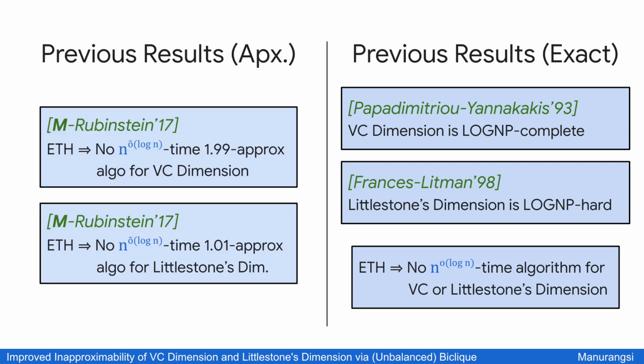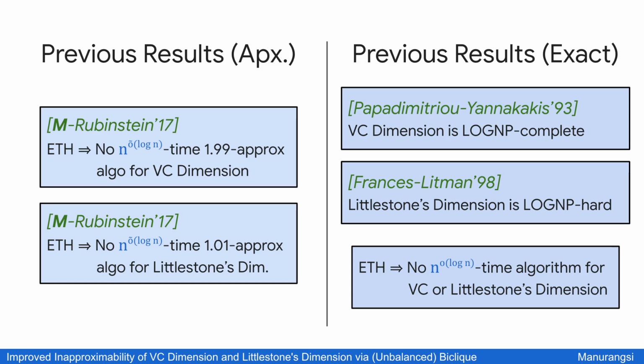These hardness results have been extended recently by myself and Aviat to approximation algorithms. In particular, we show, assuming ETH, that there is no n to the little o tilde of log n time algorithm that can approximate VC dimension to within any factor less than 2. For Littlestone's dimension, we get a slightly weaker result where the inapproximability ratio is only slightly larger than 1.